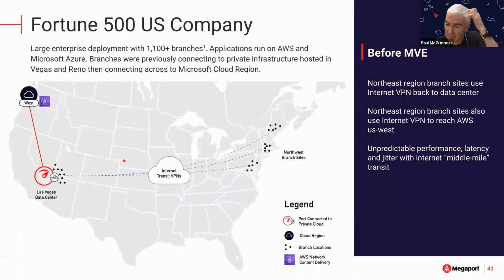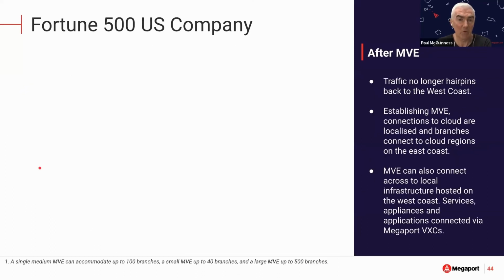The second one that I have is really around a company who has branches all over the US. They're connecting those branches into data centers in Las Vegas and Reno, and they have a suboptimal experience. They're going across a long distance and then sending back their traffic again, and they're going into clouds in a faraway location on the West Coast.